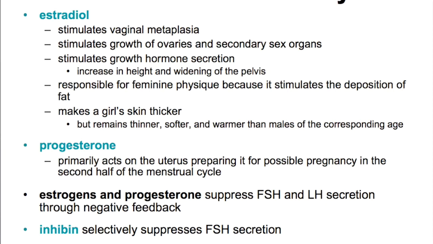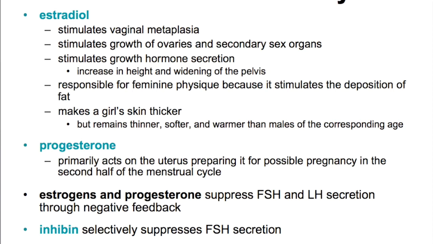So this is pretty much the last bit of hormones we're really going to go over before we talk about it in class. All right, you have estradiol. A lot of you guys have heard of estradiol before. I believe it's beta estradiol that they put in birth control medication. So estradiol is a hormone that's produced during puberty, and it stimulates vaginal metaplasia. So metaplasia is the growth of cells, okay?